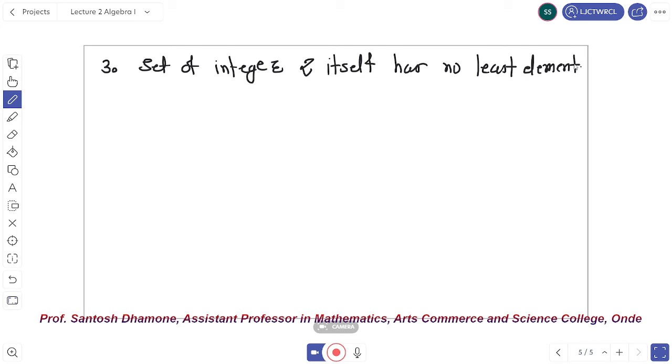Let it be possible that there is at least one integer between 0 and 1.